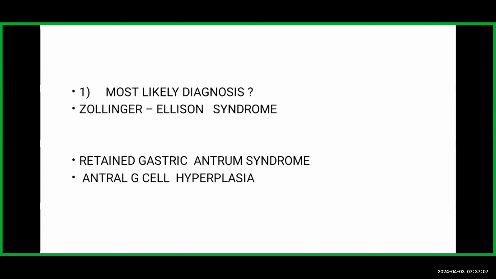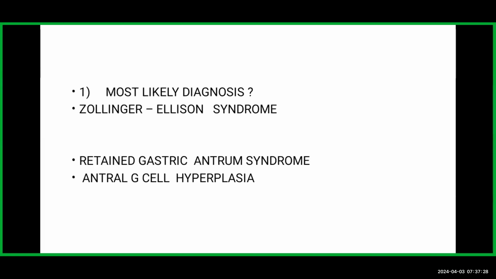The question: number one, what is the most likely diagnosis? I went for Zollinger-Ellison syndrome as the most likely diagnosis. And then differentials: retained gastric antrum syndrome, and another differential of antral G-cell hyperplasia.